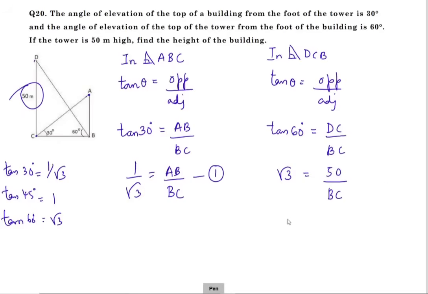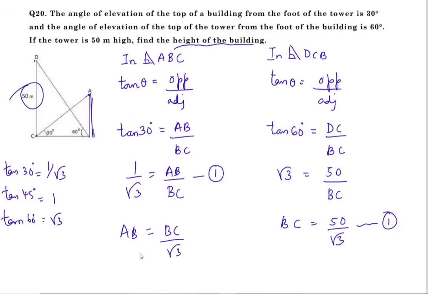Now what is BC value? BC equals 50 by root 3. Just cross multiply. Now what we got? We got BC value as 50 by root 3. What we need to find out in the figure? We need to find out the height of the building AB. Now AB is what? Just cross multiply, BC by root 3.